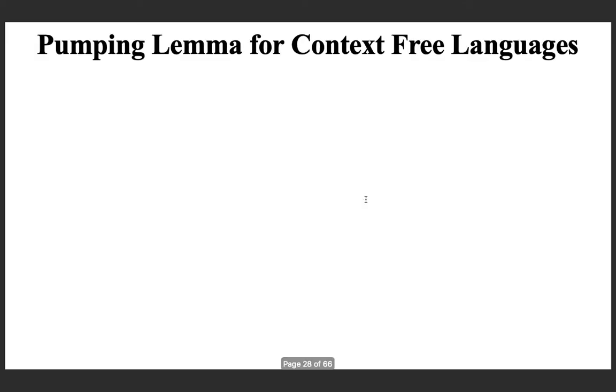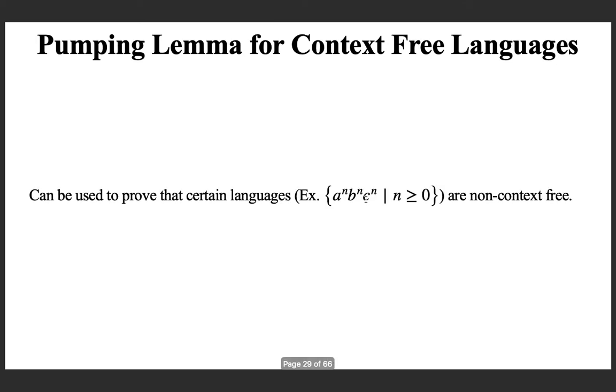And after context free languages, we will discuss the pumping lemma, which is a statement you can use to prove that certain languages like a to the power n, b to the power n, c to the power n, where n is greater than or equal to 0, a very similar language but c's are also there, are not context free. You can prove using the pumping lemma for context free languages that this is not a context free language.